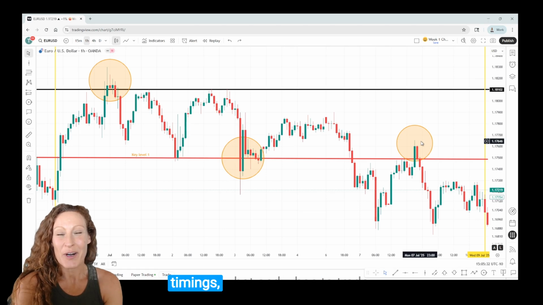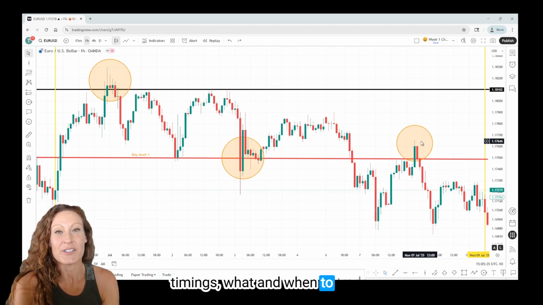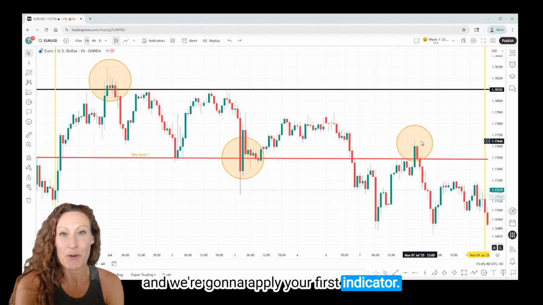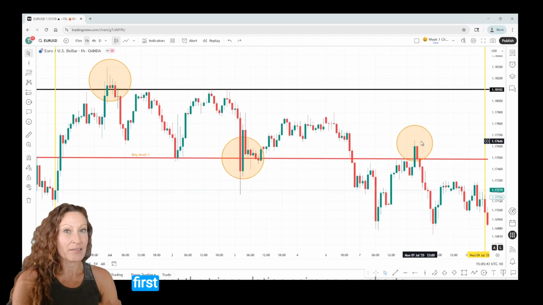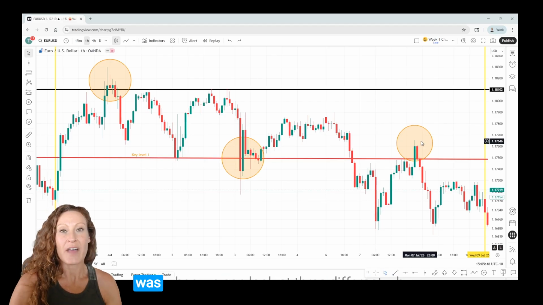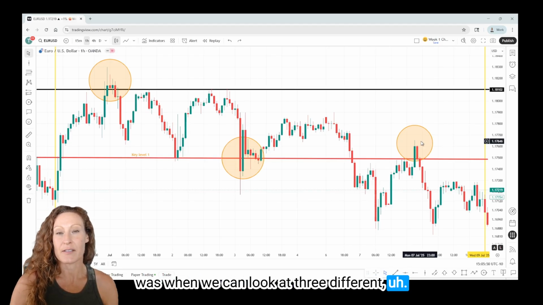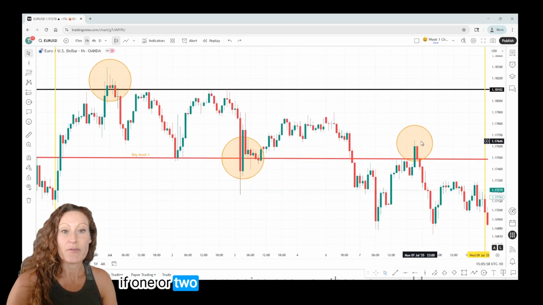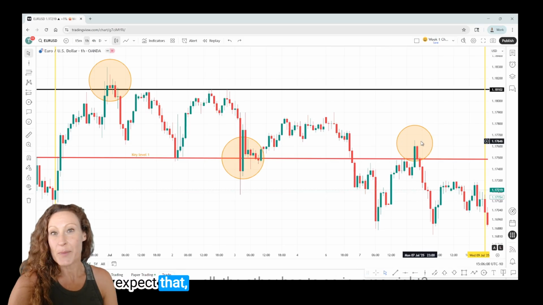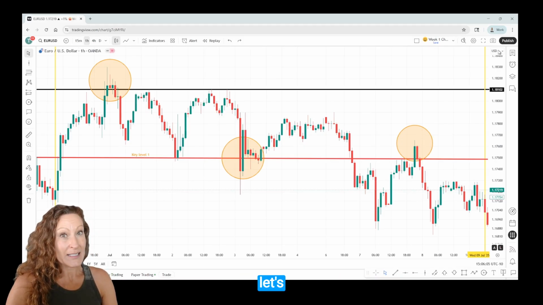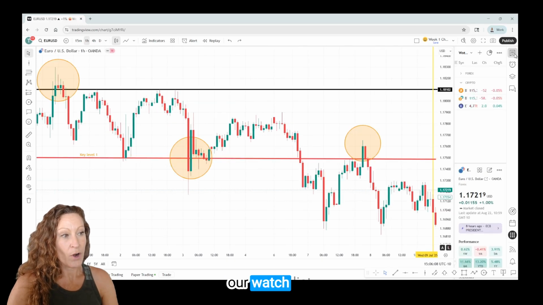Today you learned about market timings, what and when to trade. So we're going to be looking at a few pairs today, and we're going to apply your first indicator. So let's first get the triangulation pairs on our charts. If you remember, that was when we can look at three different pairs to match them up, and it'll help us make our trading decisions. Because if one or two are going one way, then you would expect that the other has to go inverse, right? So let's put together our watch list.